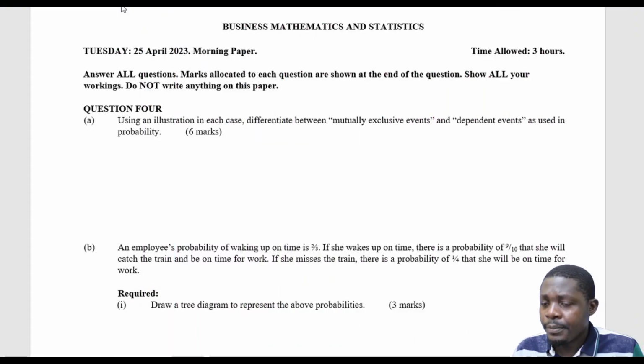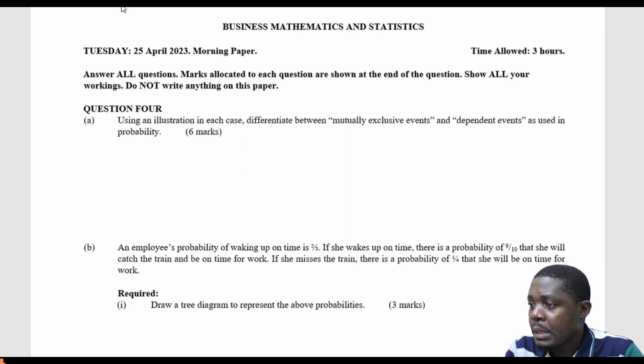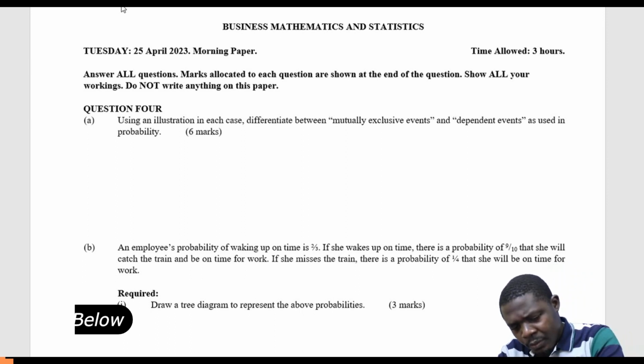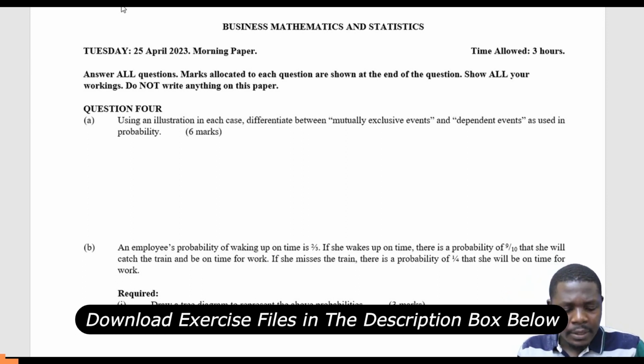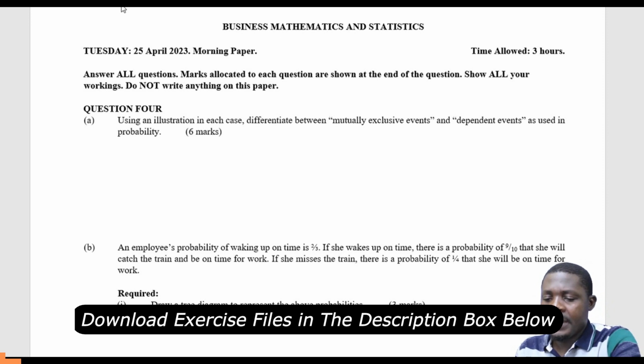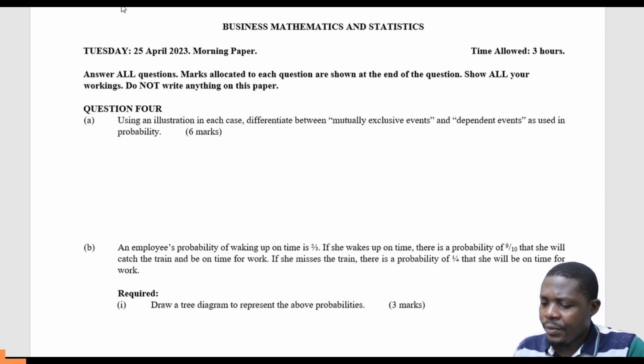Question number 4. Using an illustration in each case, differentiate between mutually exclusive event and dependent event as used in probability. Let's start with the mutually exclusive event.